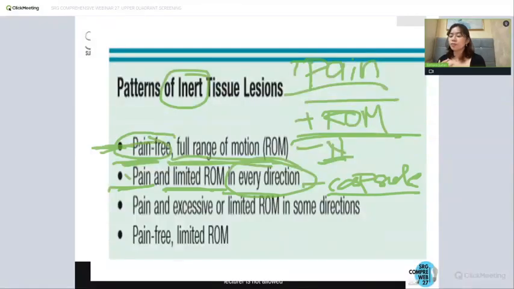So for you to solidify your diagnosis, you can actually check your capsular pattern. If the patient is following the capsular pattern, medyo sure na po tayo na this is a capsular injury. Okay, next would be you have pain and excessive ROM in some direction po. So hindi lahat ng direction, in some direction.